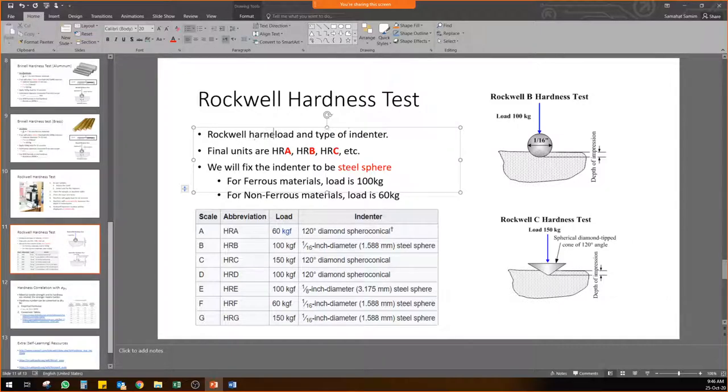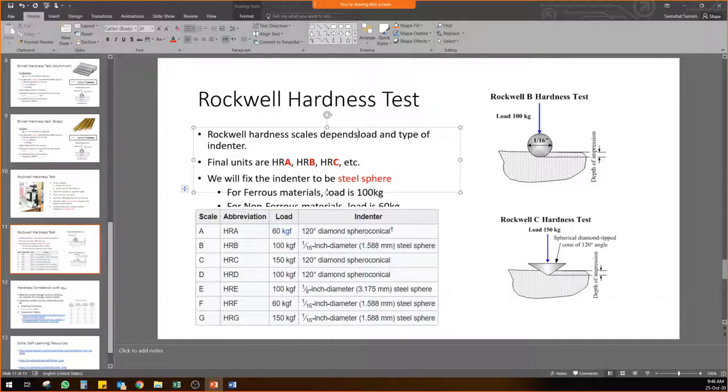Rockwell hardness scales, because these are the scales which you will measure, because it's always a comparison between two. Rockwell hardness scales depend on load and type of indenter. This is the first line I am writing here. Okay, remember, Rockwell hardness scales depend on load and type of indenter. Very good. So I want you all to write this. All of you, please write it in the chat, because this is your in-lab activity 1% score.